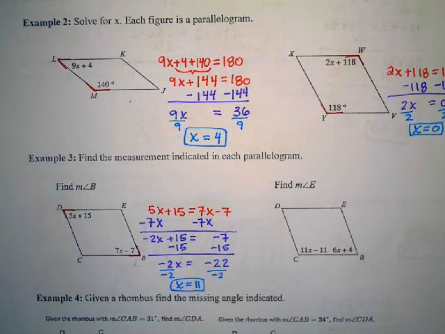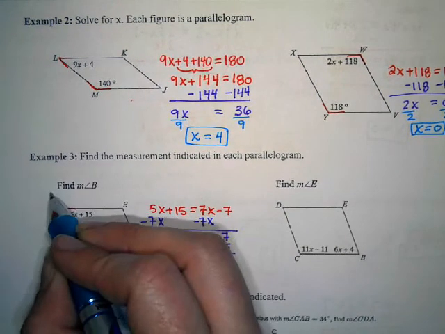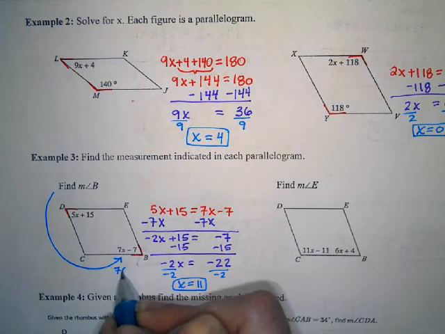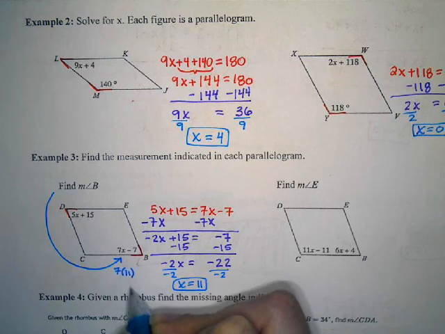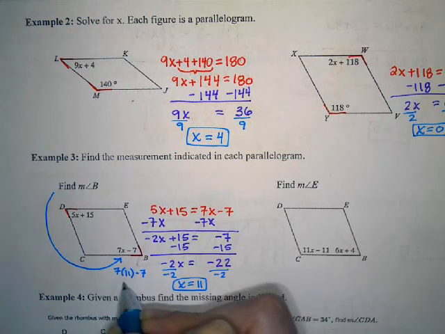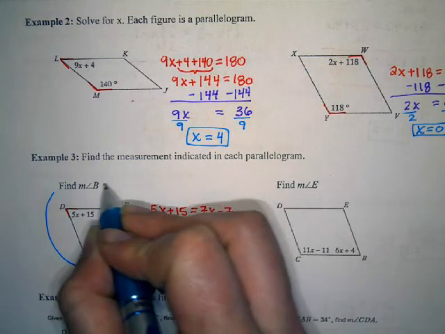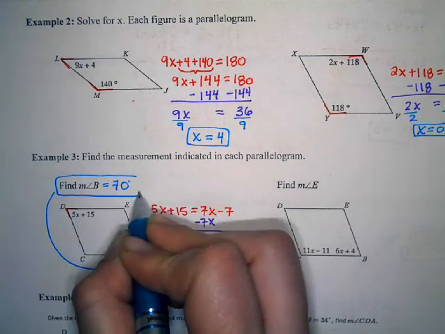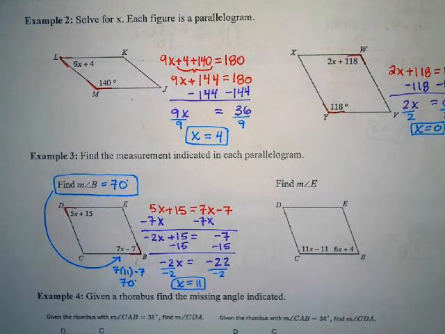This one's kind of tricky though. It wants me to find the measurement of angle B. What is 7 times 11? 77. Minus 7? So I would enter the 70 as my answer because it wants the measurement of angle B, not X.